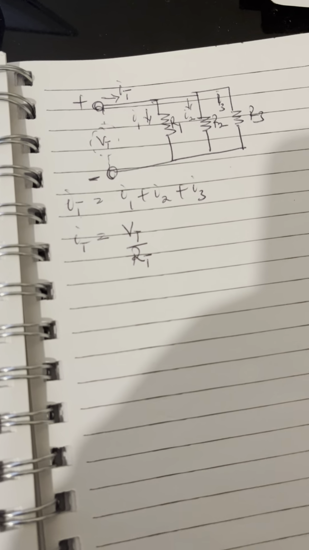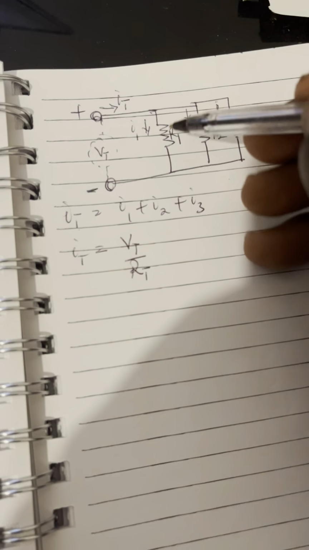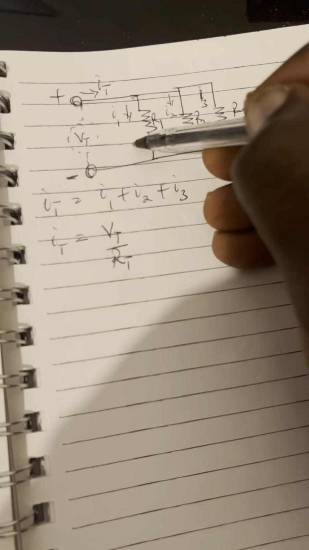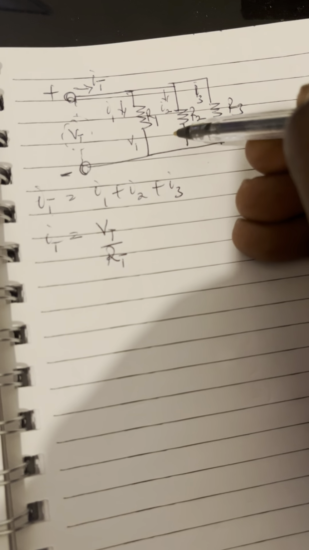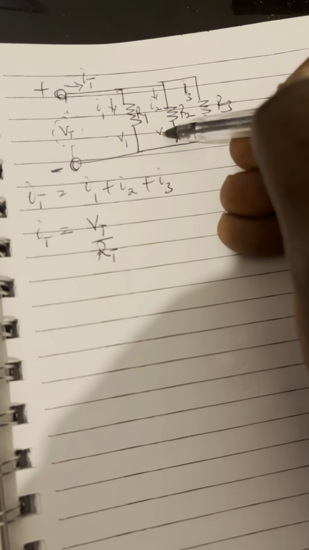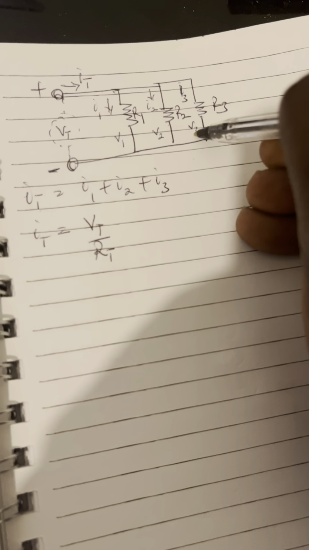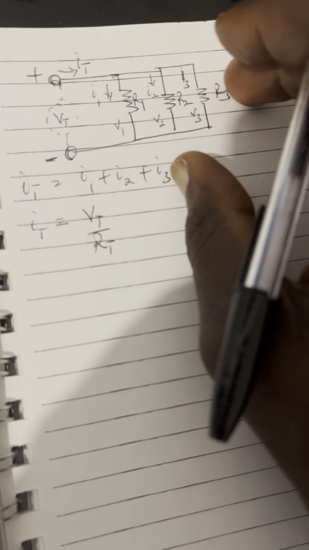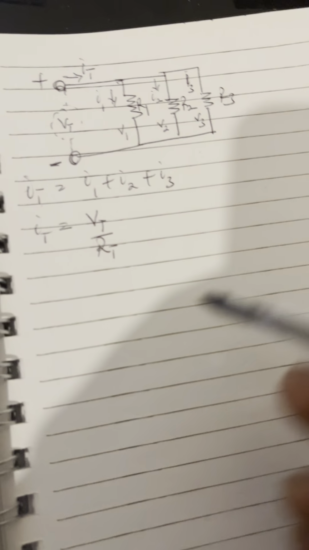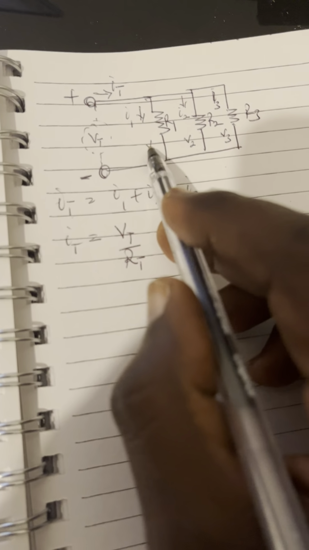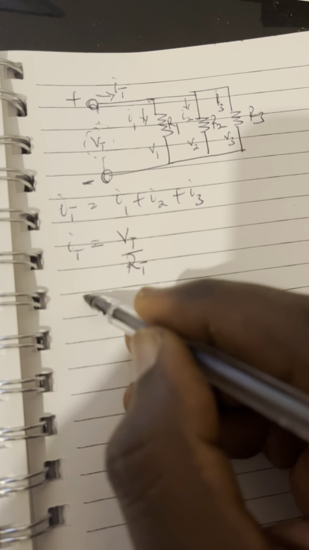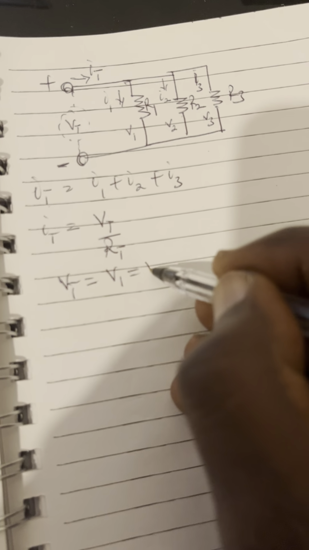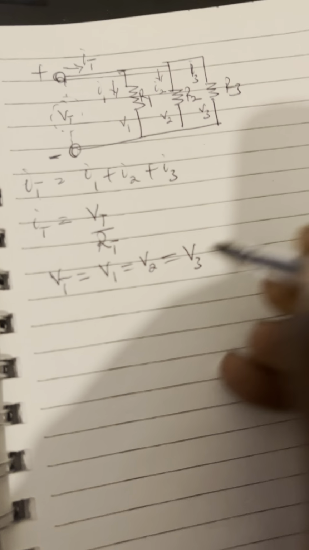Now, another thing you must know about parallel connection is that the voltage drop here, which is V1, is also the voltage drop V2, and this is also V3. The beautiful part of a parallel connection is that their potential differences, which is voltage, are equal. They are the same. So it means V total is equal to V1, which is equal to V2, which is equal to V3.